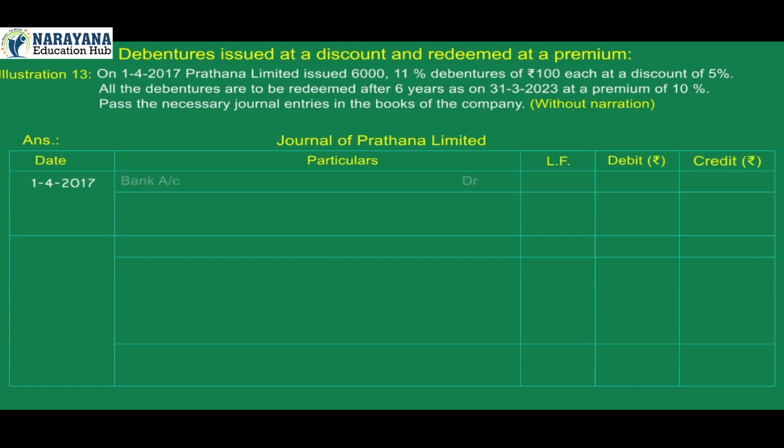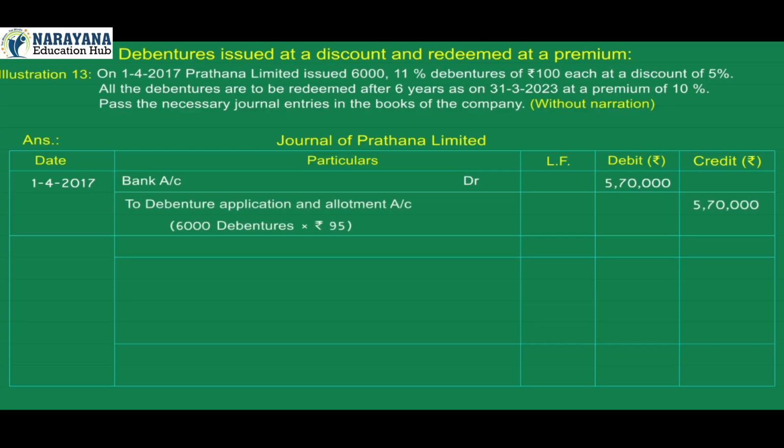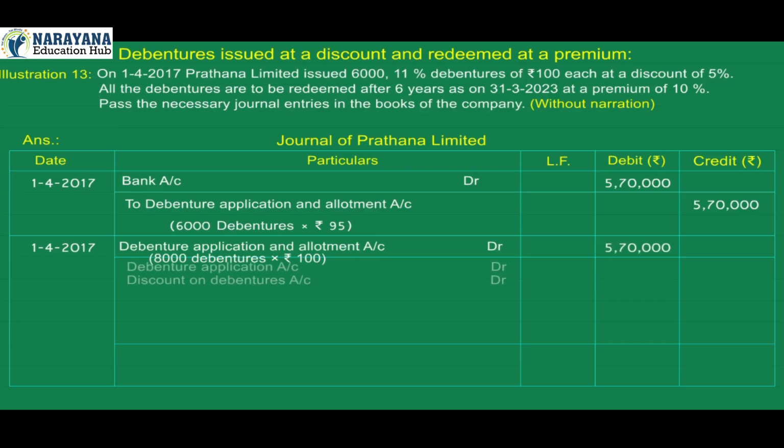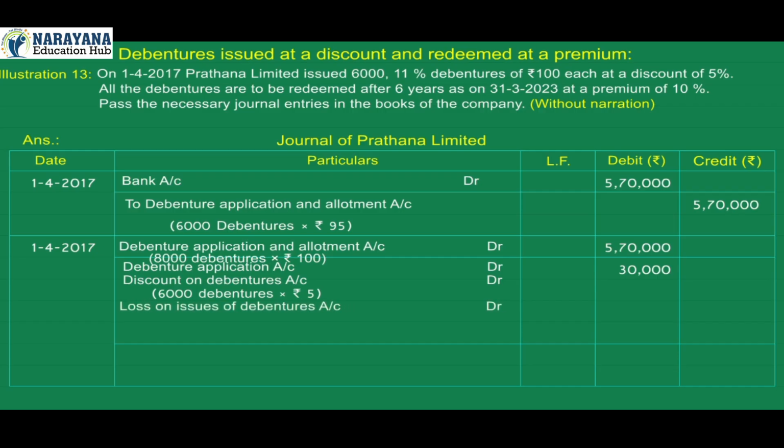1st April 2017. Bank account debit 5,70,000, to debenture application and allotment account credit 5,70,000, 6,000 debentures into ₹95. 1st April 2017. Debenture application and allotment account debit 5,70,000. Discount on debentures account debit 30,000, 6,000 debentures into ₹5. Loss on issue of debentures account debit 60,000, 6,000 debentures into ₹10.